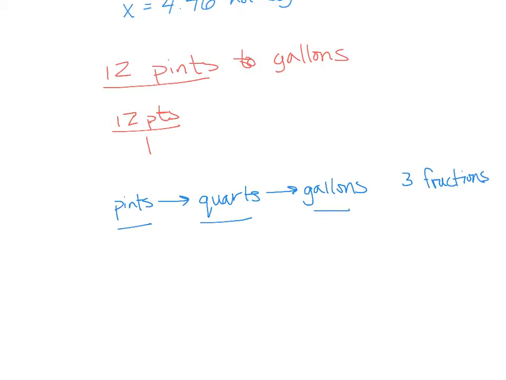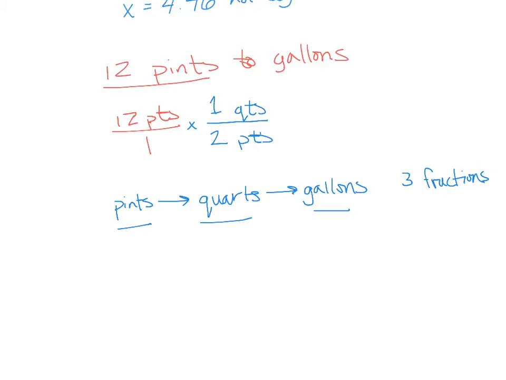So that's easy enough. The first thing we're going to do is get from pints to quarts. We have to eliminate pints, so pints needs to go down here, and quarts needs to go up here. If you are changing to quarts, quarts goes on top, and what you're changing from goes on the bottom. So there are 2 pints in a quart.